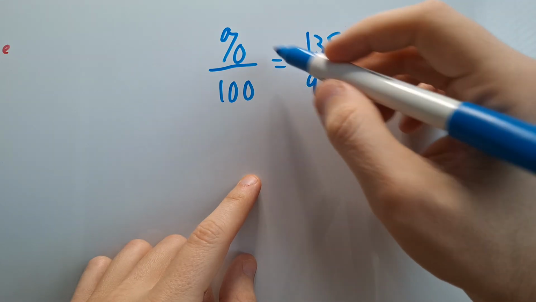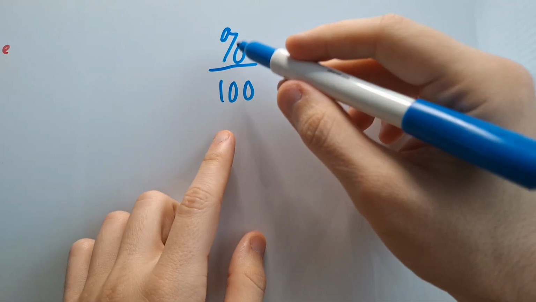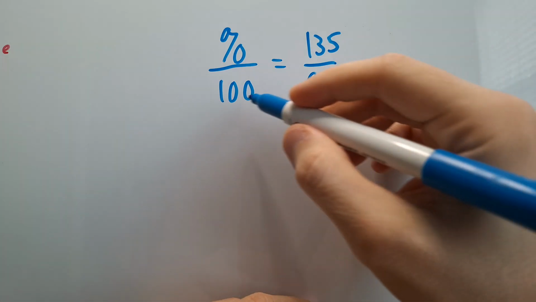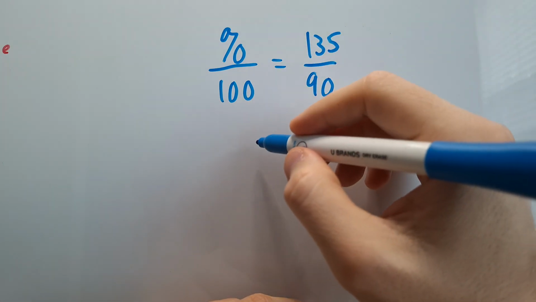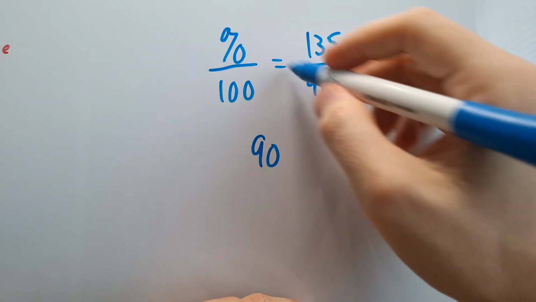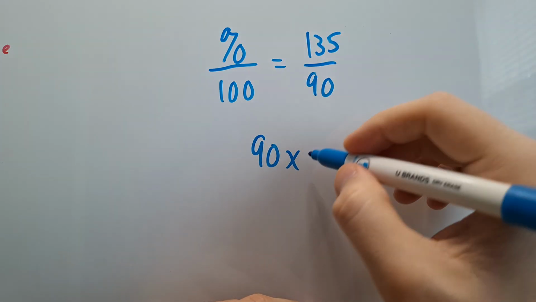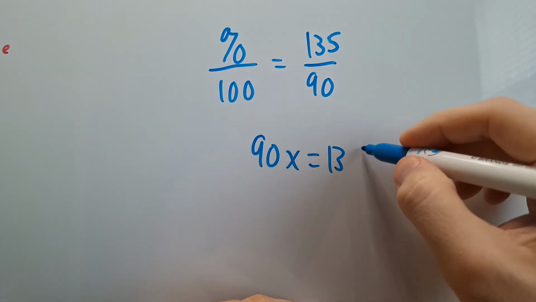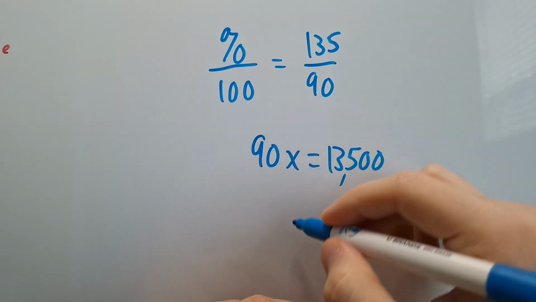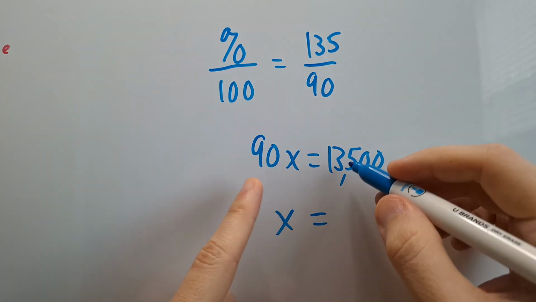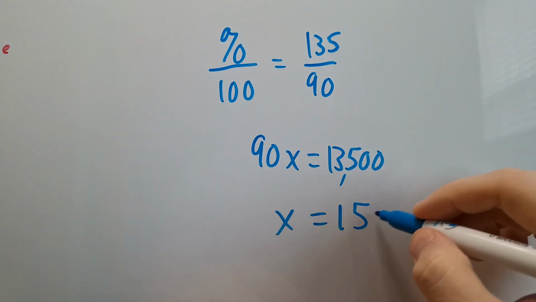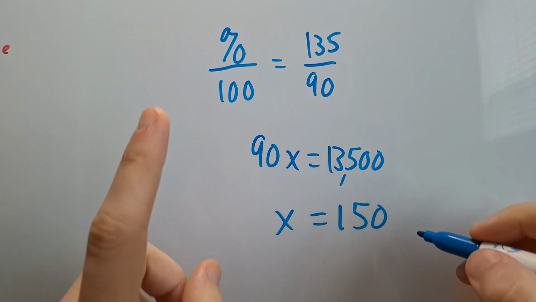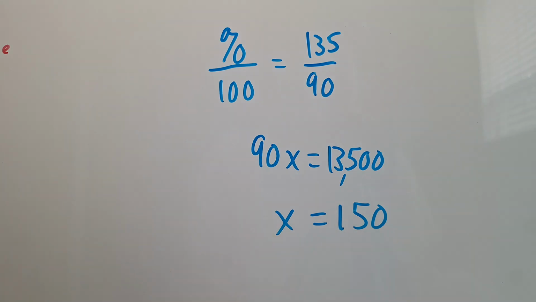So the percent value, I wrote the percent sign just so we know that we're finding the percent. But this is an instance where that percent is greater than 100. If you multiply all this out, 90 times the missing value, I'll just call it x this time, equals 135 times 100. When you solve this, you will get 150%. That's a special case when your percent is bigger than 100.